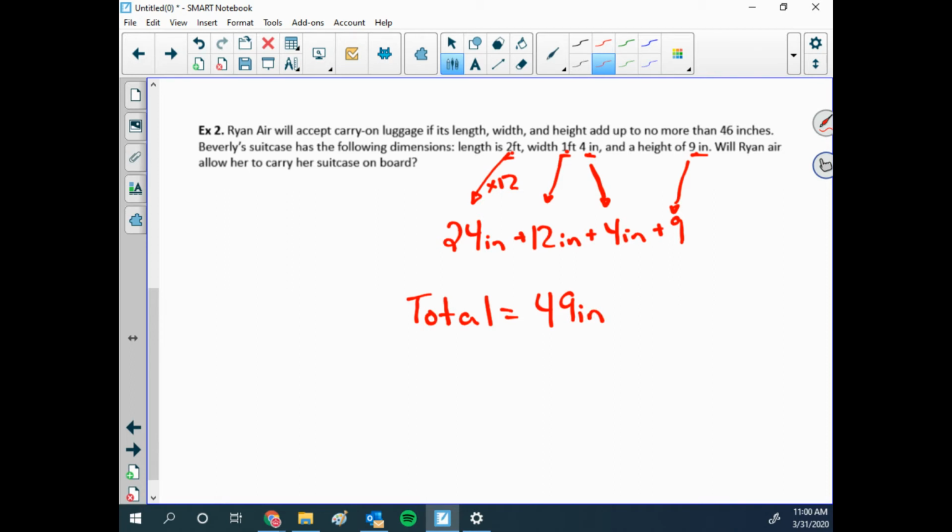So is this airline company going to allow her to take that suitcase on board? No, because they can't add up to more than 46 inches. So no, she could not take that suitcase on board.